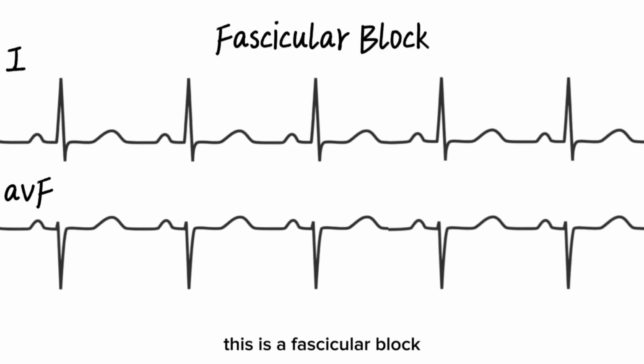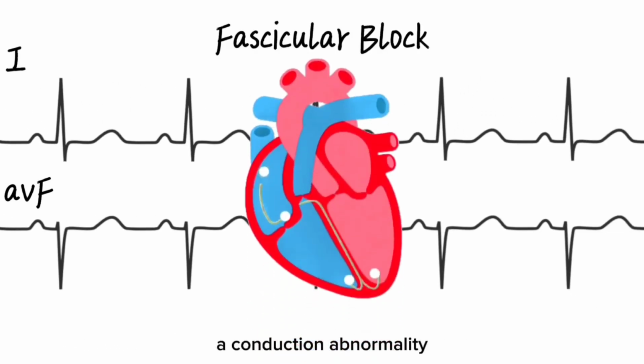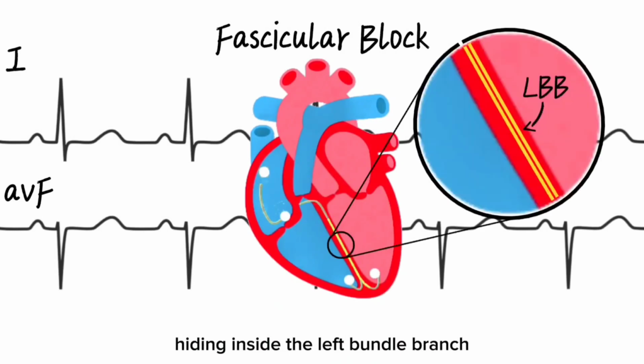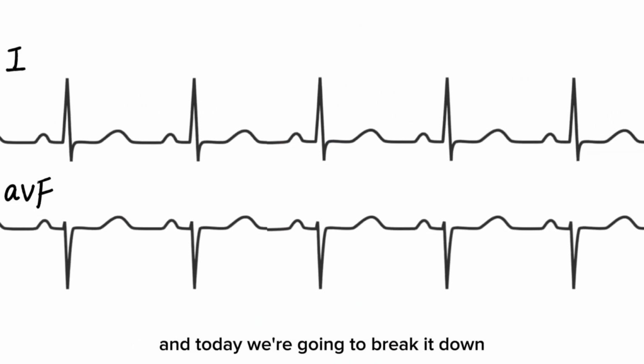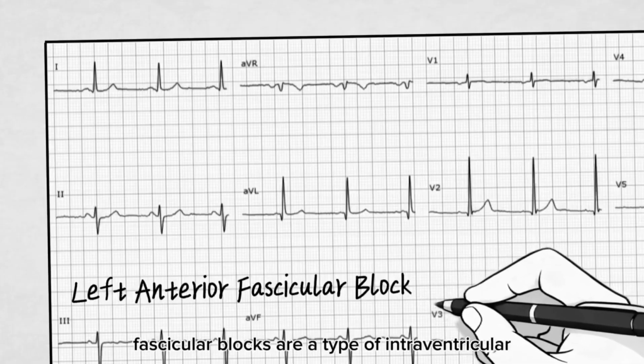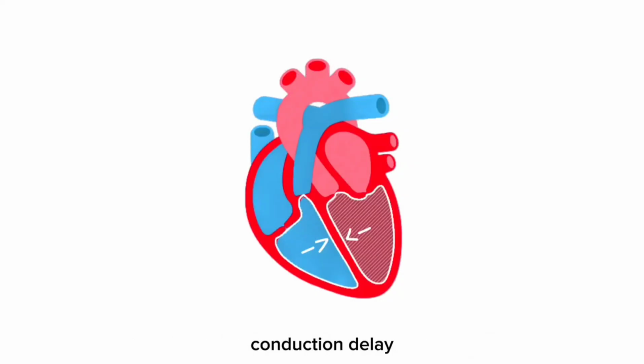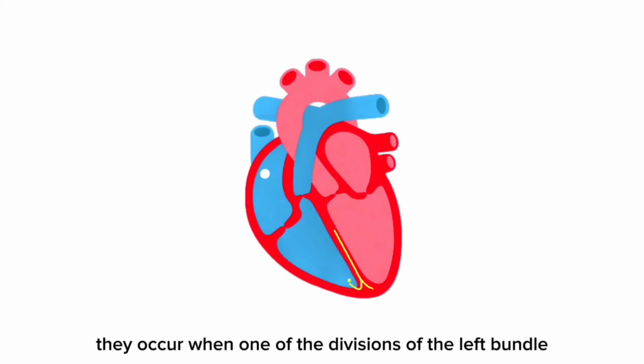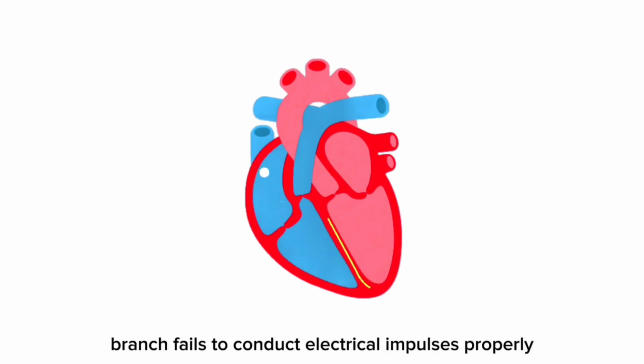This is a fascicular block, a conduction abnormality hiding inside the left bundle branch. And today, we're going to break it down so you can recognize it instantly. Fascicular blocks are a type of intraventricular conduction delay. They occur when one of the divisions of the left bundle branch fails to conduct electrical impulses properly.